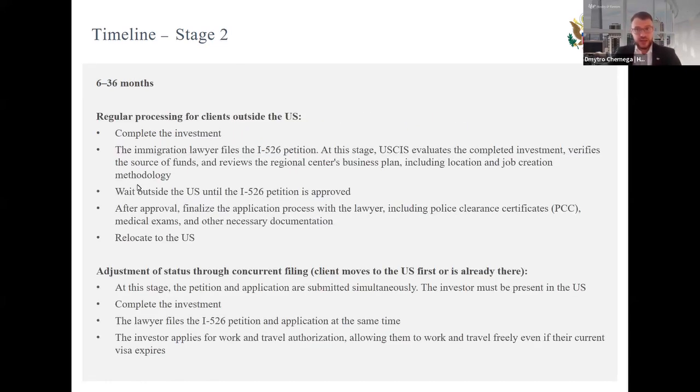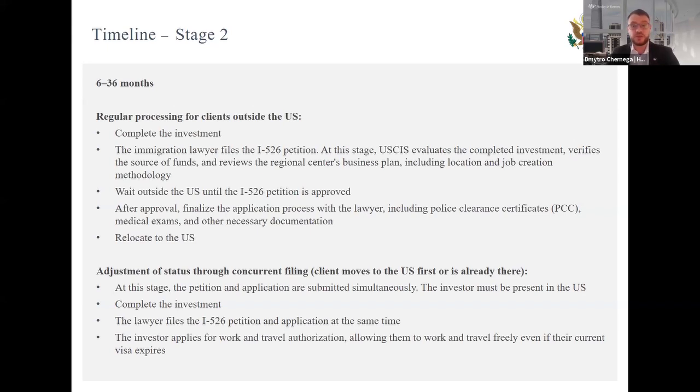The second stage is the largest stage, and I would say the more complicated stage. So actually, when the investment is completed, documents are submitted to the USCIS, and usually it takes between 6 to 36 months for the application to be approved by the government. The immigration lawyer completes the source of funds and confirms that the investment can now be completed. After this, we have two options: regular consular processing or adjustment of status through concurrent filing.